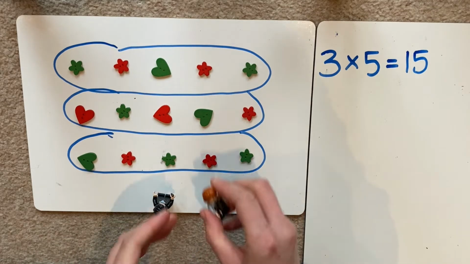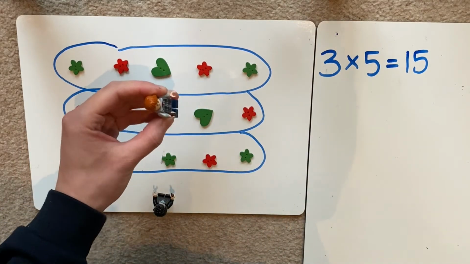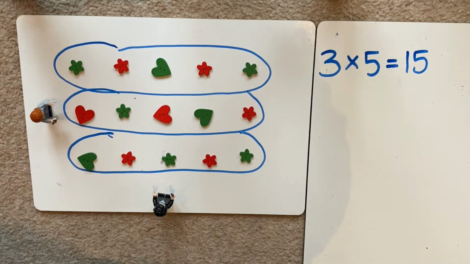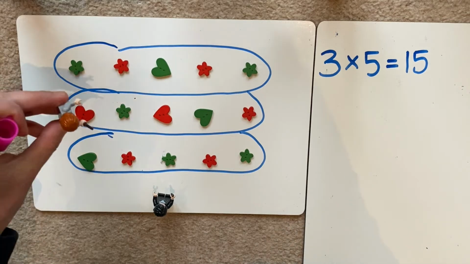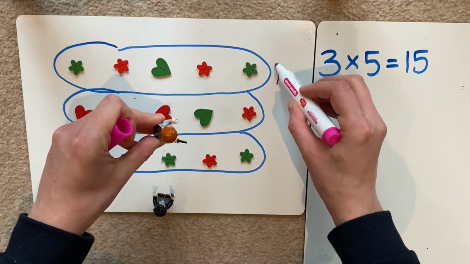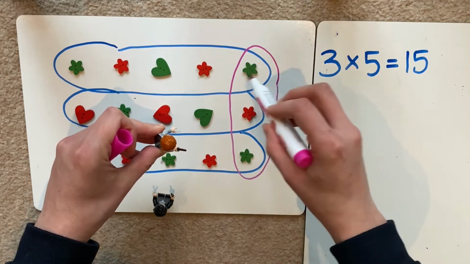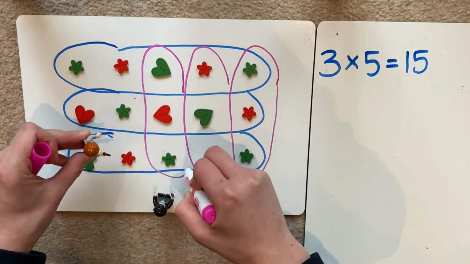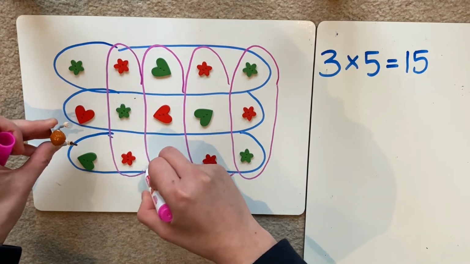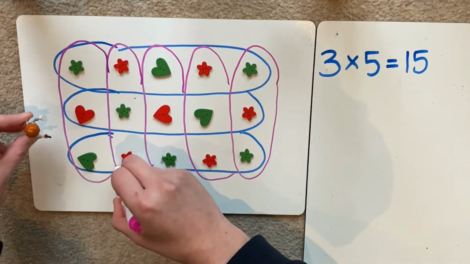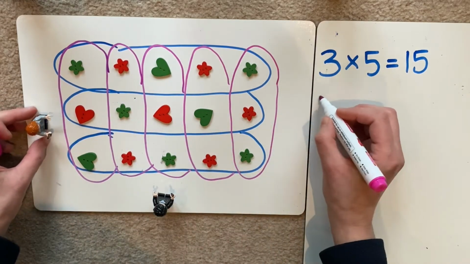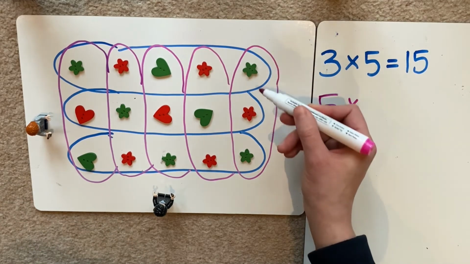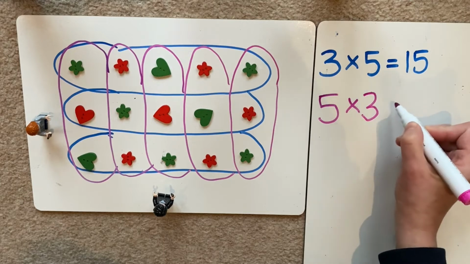Ron comes in and Ron's like, no. It's not 3 times 5. I'm standing over here on this side and I can see something completely different. Ron can see 1 row, 2 rows, 3 rows, 4 rows, 5 rows. Ron can see 5 rows, and in each row he can see 3 buttons.